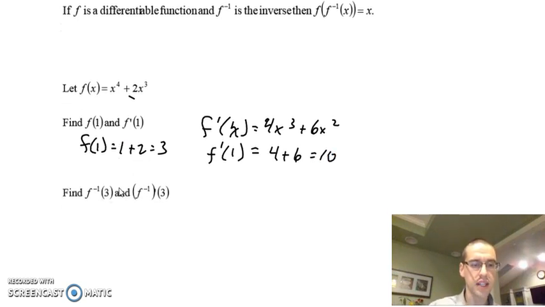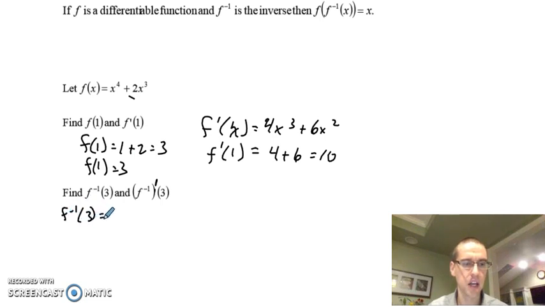So now it says find f inverse of 3. And to find f inverse of 3, we know that if f of 1 equals 3, the inverse, which we all know switches the x and y, then f inverse of 3 must equal 1. If they're inverses, they have to be switched. So we have the point (1, 3). The inverse point is (3, 1).